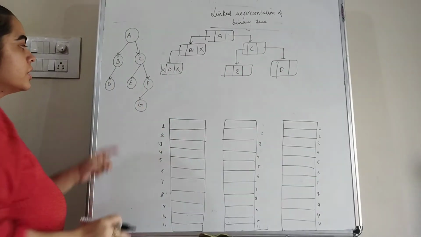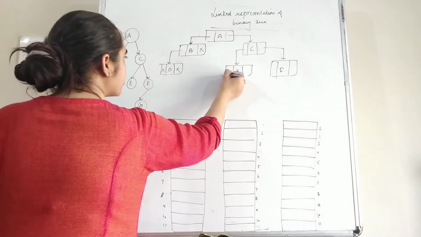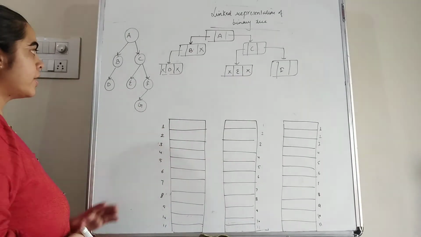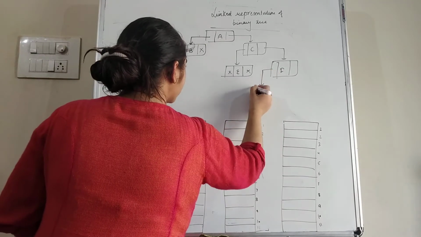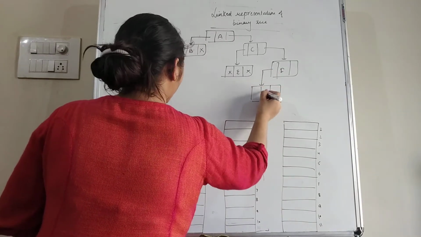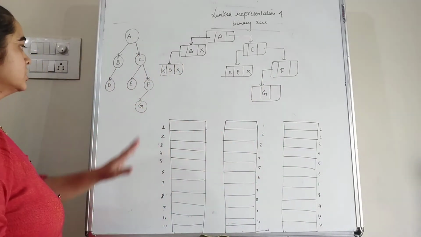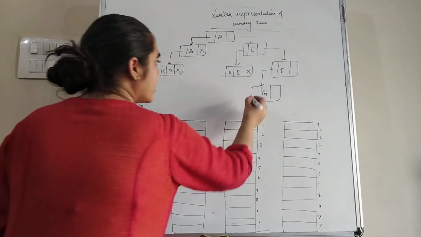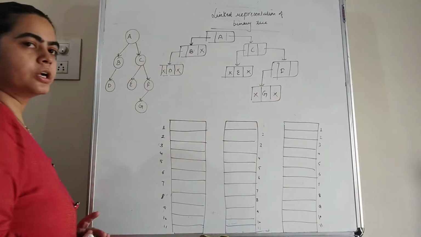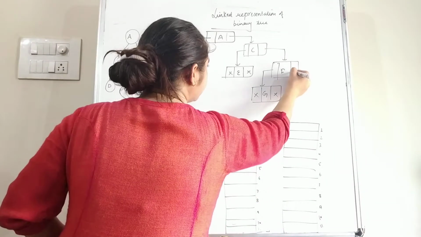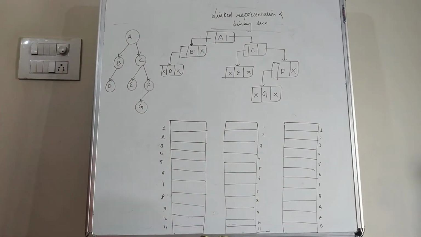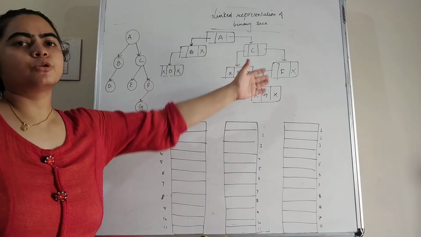Further, for E there is no left and right child, so both sides contain the null pointer, while for F there is only a left child. So on the left side there is a pointer to the next node, that is G. For G there is no left and right child, so we put null pointers here. And for F there is no right pointer, so we can put a cross here.